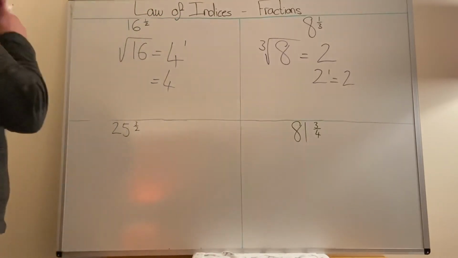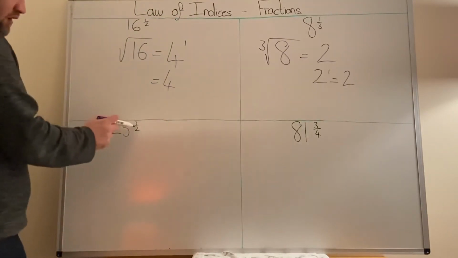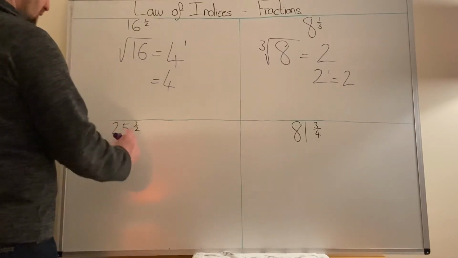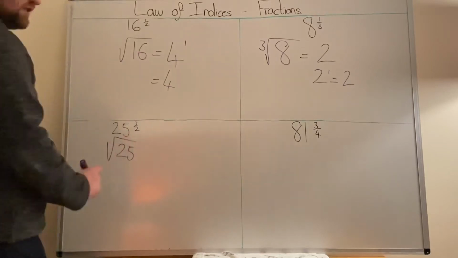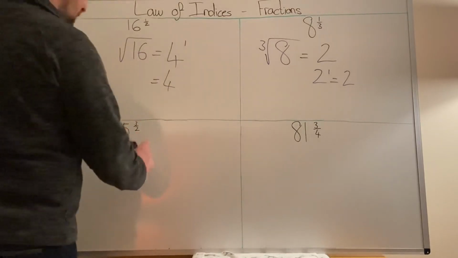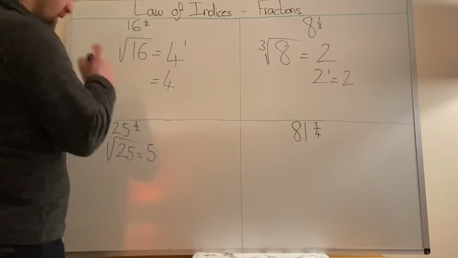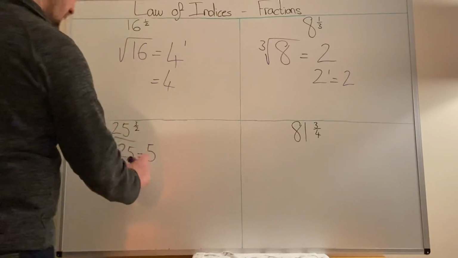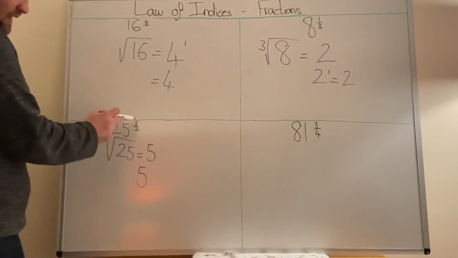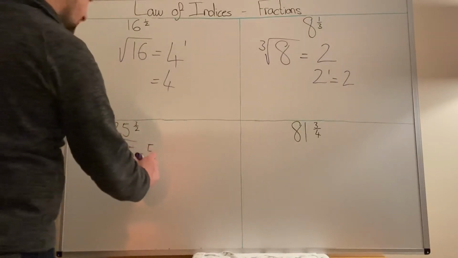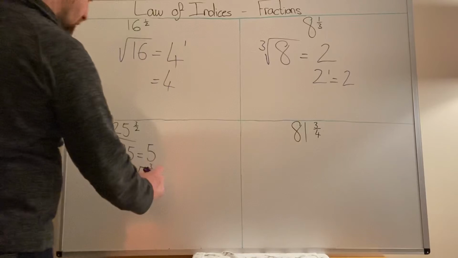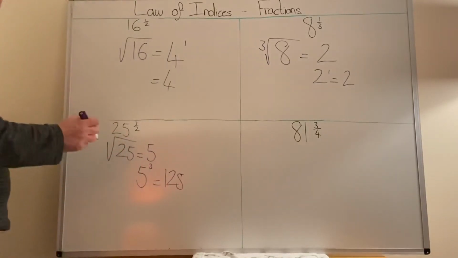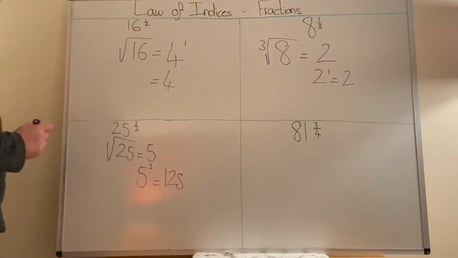Okay, this is where it gets a little bit trickier. So we've got a 2 on the bottom of the fraction, in the denominator, so we're going to do the square root of 25 first. Square root of 25 is 5. Then what we need to do is we take our answer from there, and our power is whatever the top of the fraction is, the numerator. So we've got 5 cubed, which is 125. So our final answer is actually bigger than the number we started with.